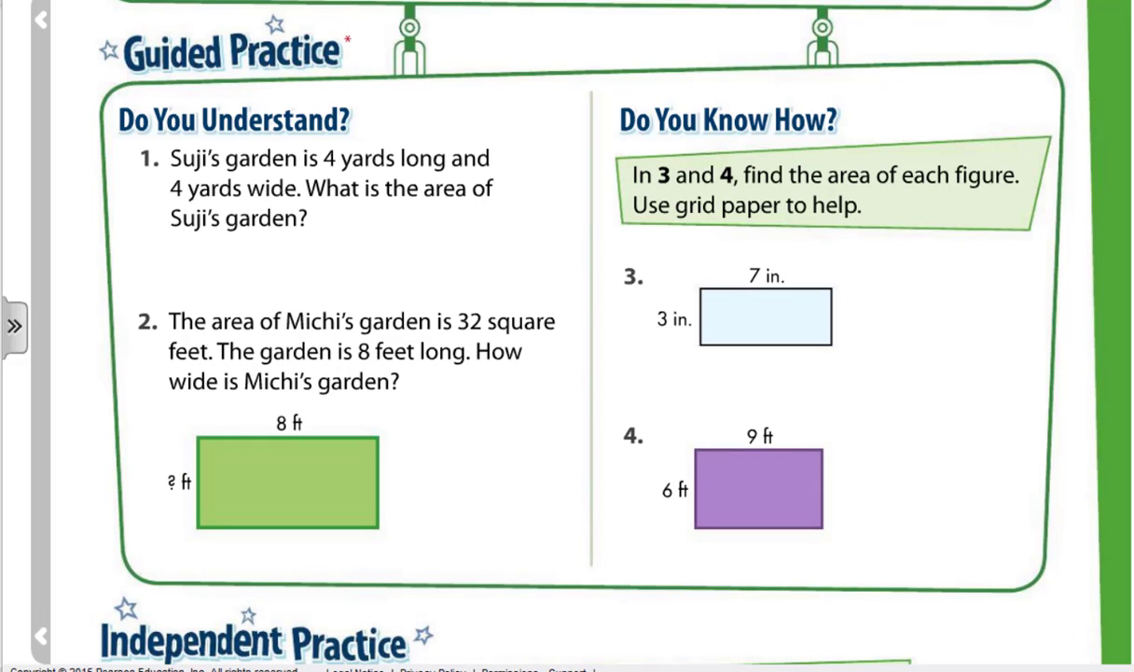And I will choose one of my heroes to help me with the first question. Hassan? Go ahead, my hero. This garden is 4 yards long and 4 yards wide. We need to find the area of this garden. Okay, what are the dimensions? The length and the width. What are the dimensions?